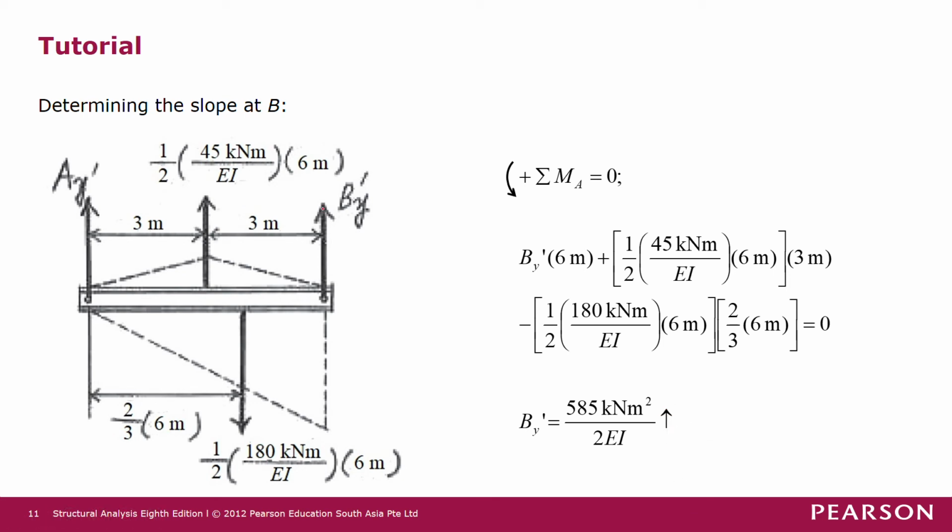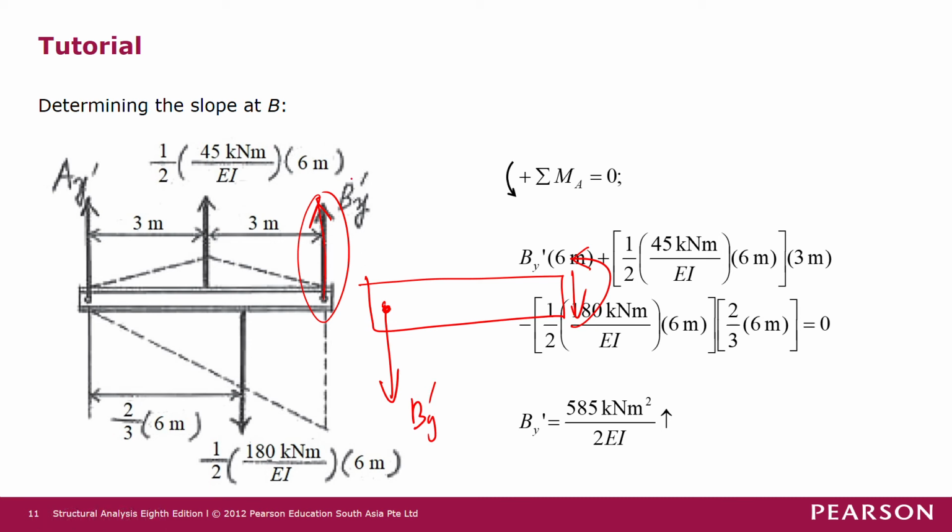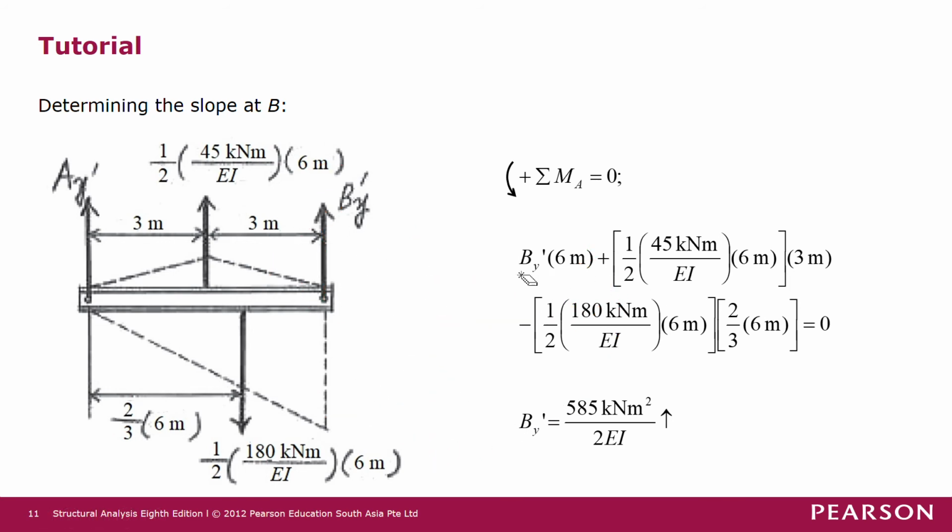So bear in mind that at this hinge here, By prime is upward, and if we take this side of the free body diagram, where we have the bending moment and shear force like this, then the By prime has to be downward, because these two forces are complementary to each other. If it's upward on the left hand side of the free body diagram, it must be downward on the right hand side of the free body diagram, as we will see later.